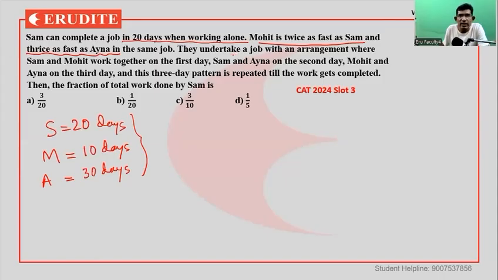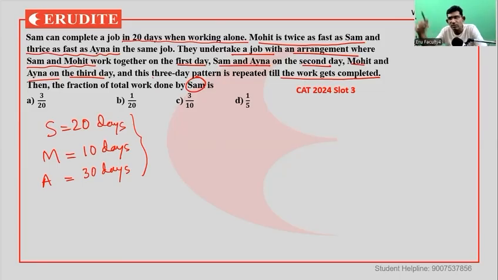Next, they undertake a job with an arrangement where Sam and Mohit work together on the first day, Sam and Aina work on the second day, Mohit and Aina work on the third day. And this 3-day pattern is repeated till the work gets completed. Then the fraction of the work done by Sam is what?